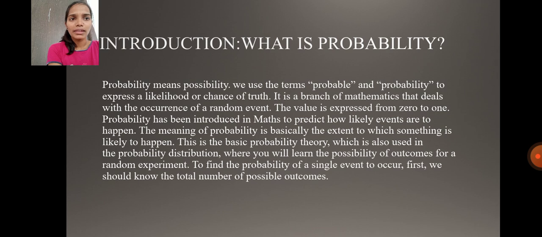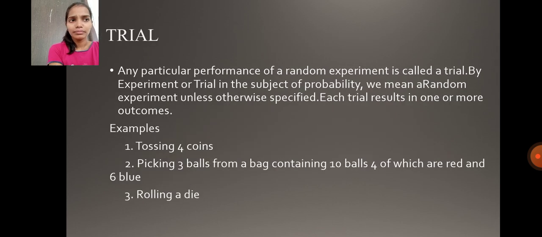This is the basic probability theory, which is also used in the probability distribution, where you will learn the possibility of outcomes for a random experiment. To find the probability of a single event to occur, first we should know the total number of possible outcomes. Trial. Any particular performance of a random experiment is called a trial. By experiment or trial in the subject of probability, we mean a random experiment unless otherwise specified. Each trial results in one or more outcomes.